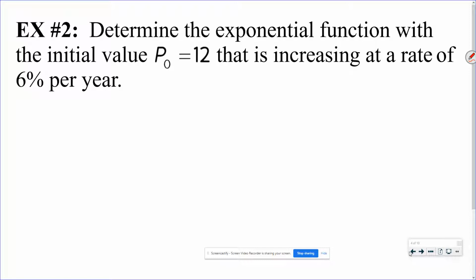Okay, here's another example. It says just determine the exponential function with an initial value of 12 that is increasing at a rate of 6% per year.